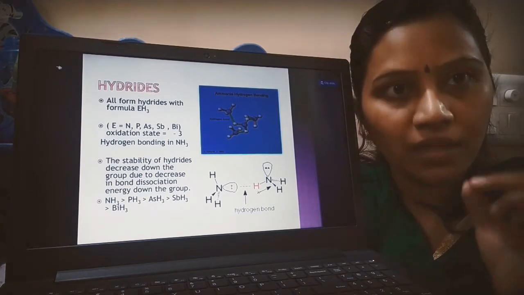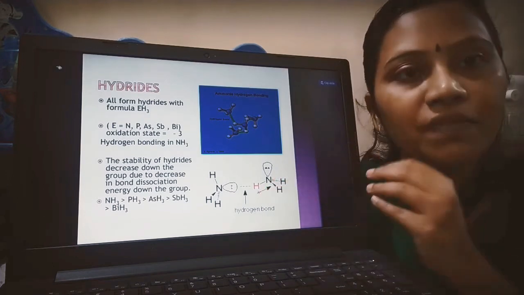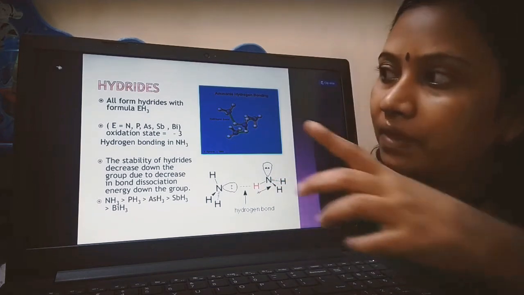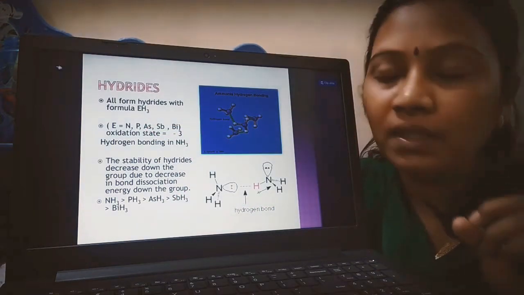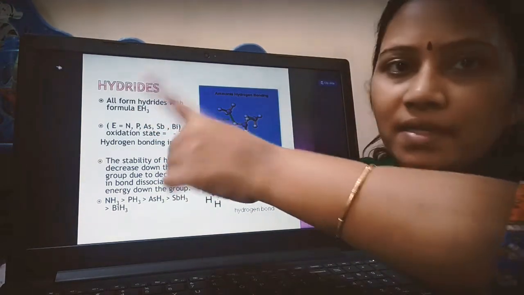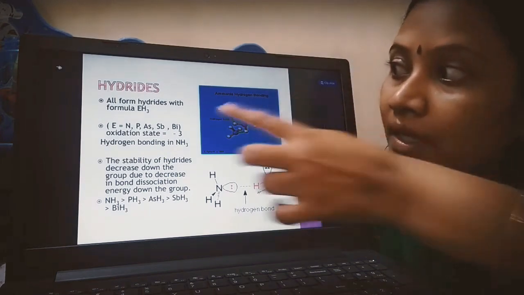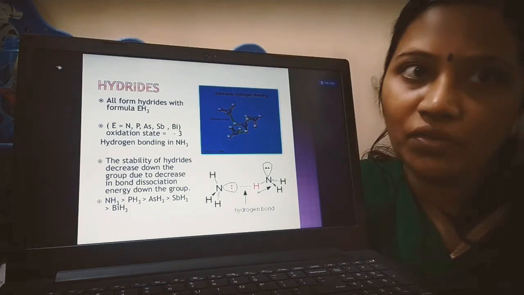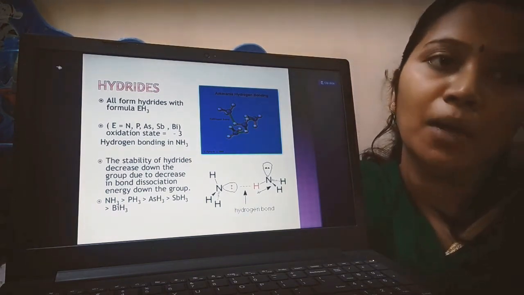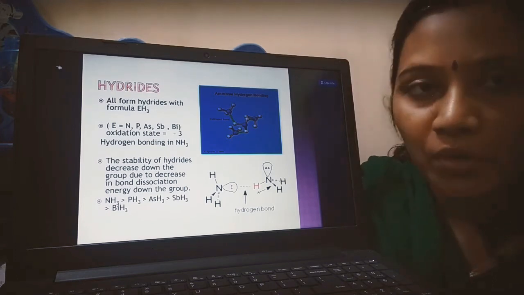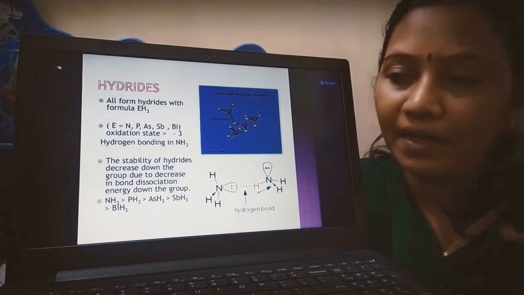So what is the general formula of group 15? I mean our nitrogen family elements, their general formula will be EH3. That is, when they react with hydrogen, their general formula will be EH3. What is E, children? E can be nitrogen, phosphorus, antimony, bismuth, etc. Trihydrides. When nitrogen reacts with 3 hydrogen, you will be getting ammonia. So antimony trihydride, bismuth trihydride, like that we will be getting trihydrides.